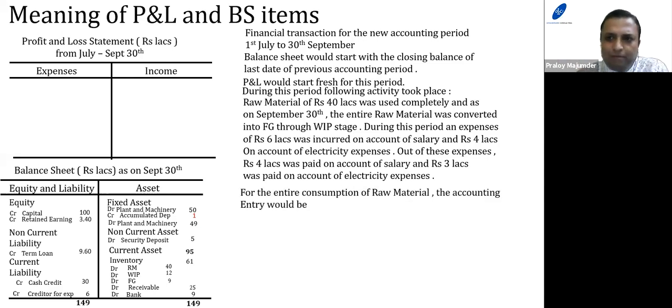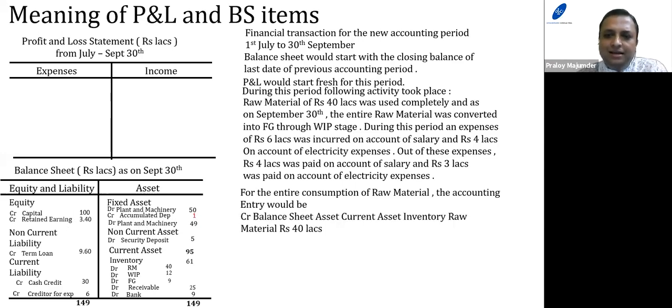Now, let us go one by one. First, 40 lakhs of raw material has been consumed. So this raw material has moved out of the store. For that, the first entry would be credit balance sheet, asset, current assets, inventory, raw material of 40 lakhs. The same logic that we have discussed in the past applies; all the entries will follow the same logic. There is no different logic. Since on the asset side it is a credit entry, it comes as a negative, that's why it is red. So 40 positive minus 40, the balance will become 0.